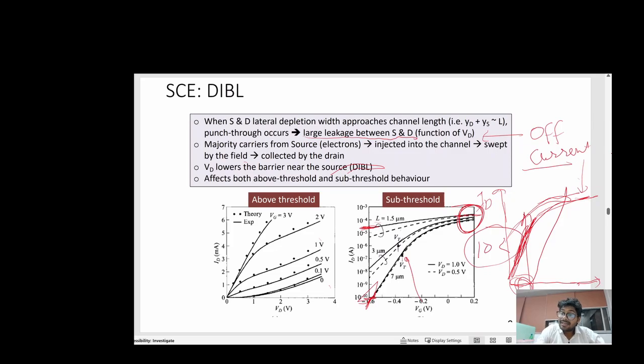So the channel is still conducting at negative gate voltage. It was supposed to be off. There should not be any current between source and drain, but there is current.